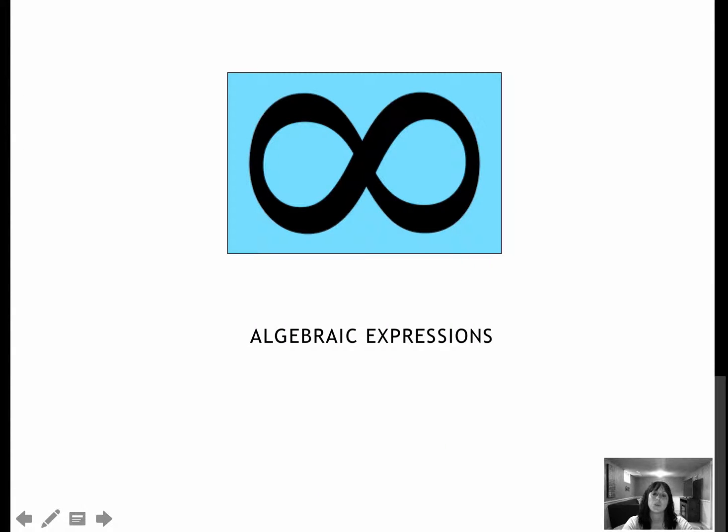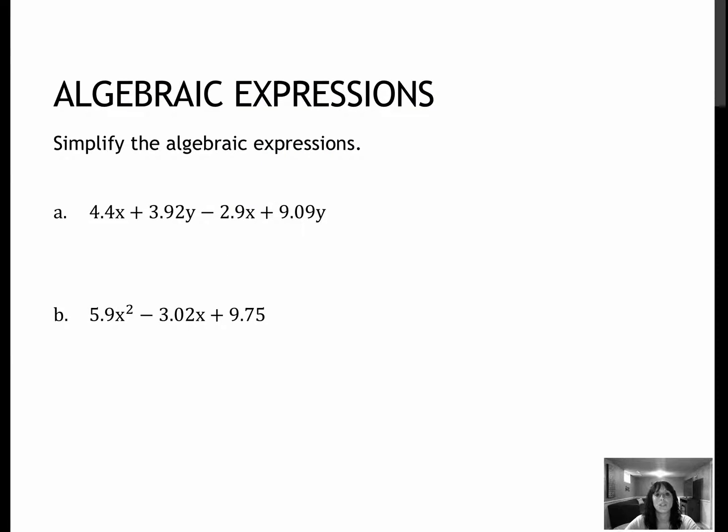We have already been introduced to algebraic expressions, but now we're going to have algebraic expressions that also have decimals. And so really, we just have to remember to combine like terms if we're trying to add or subtract values that have variables. So this 4.4x and this minus 2.9x are like terms because they both have x and they're both to the first power.